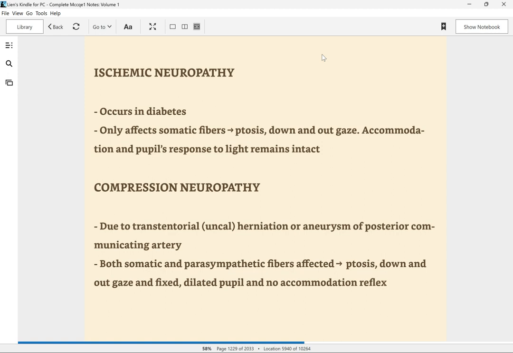Compression neuropathy, due to transtentorial, uncal herniation or aneurysm of the posterior communicating artery, affects both somatic and parasympathetic fibers. Rightward arrow: ptosis, down and out gaze, and a fixed, dilated pupil with no accommodation reflex.